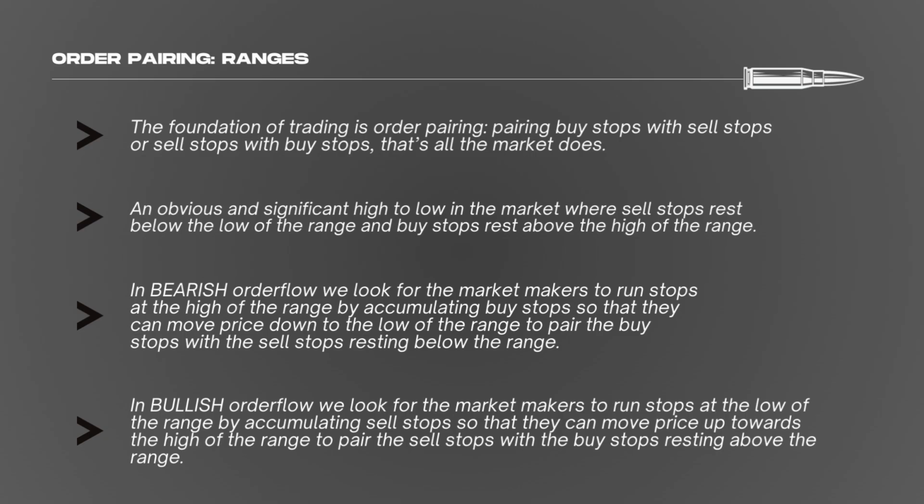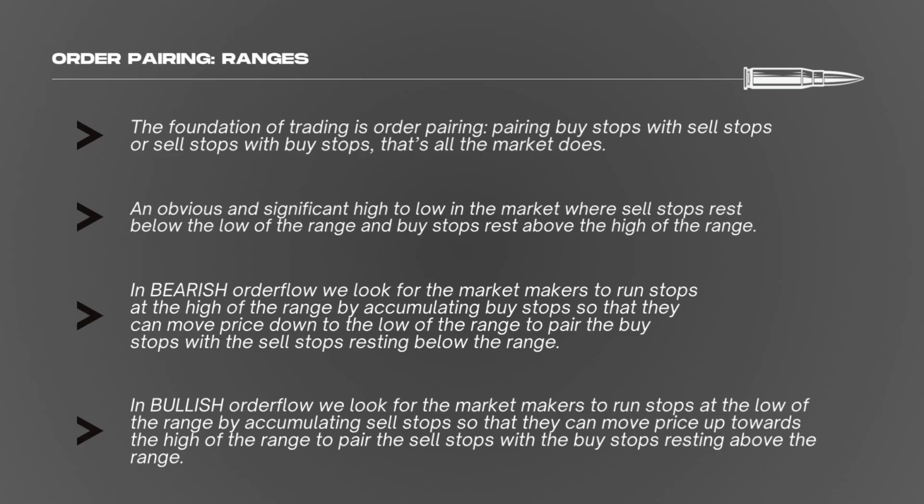An obvious and significant high to low in the market where sell stops rest below the low of the range and buy stops rest above the high of the range. So that means in bearish order flow, we look for the market makers to run stops at the high of the range by accumulating those buy stops so that they can move price down to the low of the range to pair the buy stops up with the sell stops resting below that range.